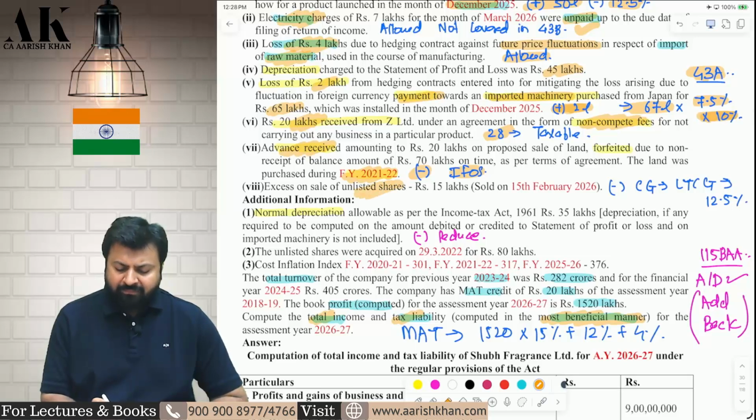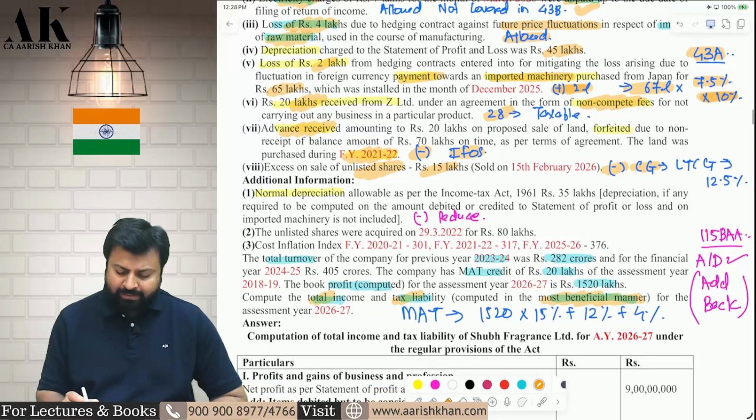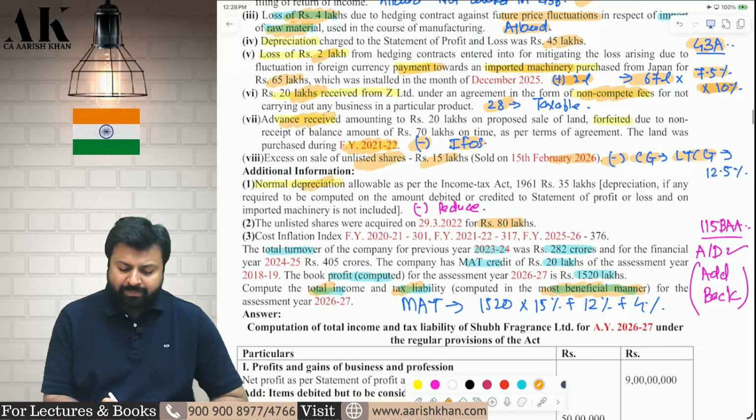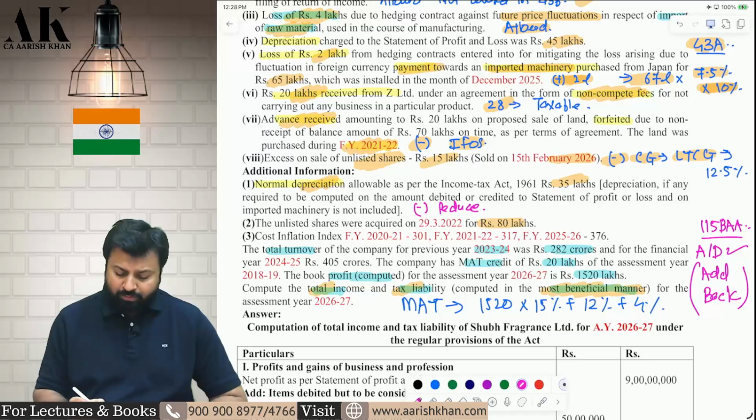Then there is some profit on sale of unlisted shares, 15 lakh rupees, reduce from here, show under capital gains. Those unlisted shares were acquired in 2022. Now you are selling in 2026. Therefore, it is long-term capital gains. On this, you will be liable for 12.5% tax because it is unlisted shares. Normal depreciation, 35 lakhs, you can claim depreciation. That's it.